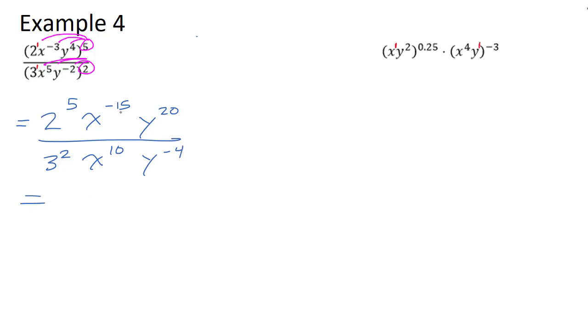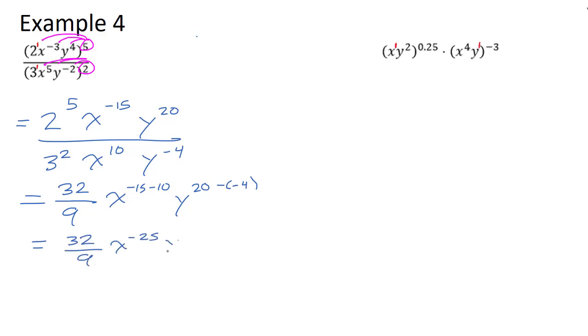Now, obviously with the x's and y's, I can subtract their exponents, but the 2 and the 3 don't have the same base. So people always stop there and they quit. You just evaluate it. What's 2 to the power of 5? 2 times 2 times 2 times 2 times 2 is 32, right? What's 3 to the power of 2? It's 9. It's 32 over 9. Can't do anything else. The x's, though, we can subtract them. What's negative 15 minus 10? The y's, we can subtract them. What's 20 minus negative 4? All right, so I end up with 32 over 9 times x to the negative 25, y to the 24.